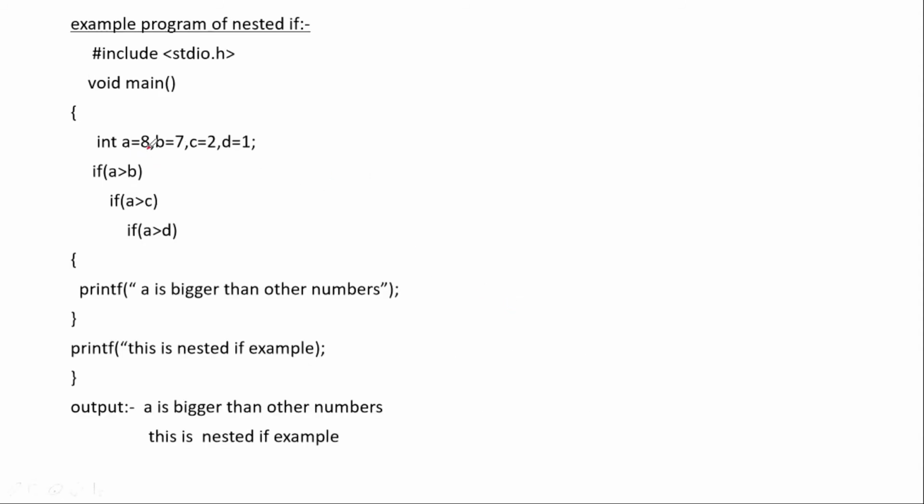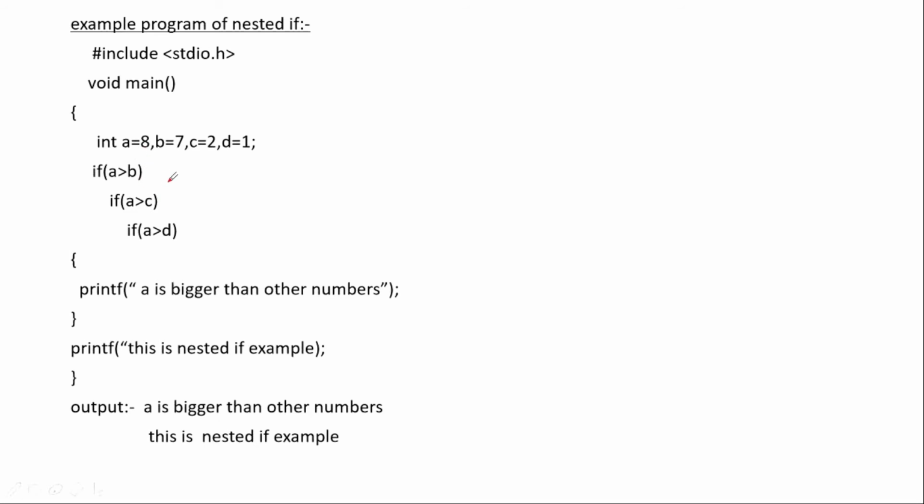So here I have taken 4 integer variables. A is equal to 8, B is equal to 7, C is equal to 2, D is equal to 1. I have taken a nested if: if A greater than B, if A greater than C, if A greater than D, printf A is bigger than other numbers. So it will check the conditions here.